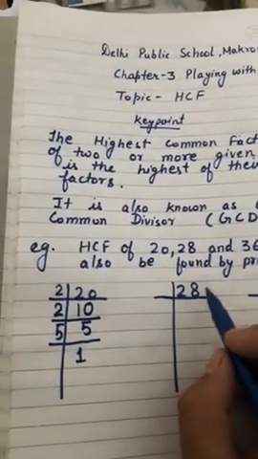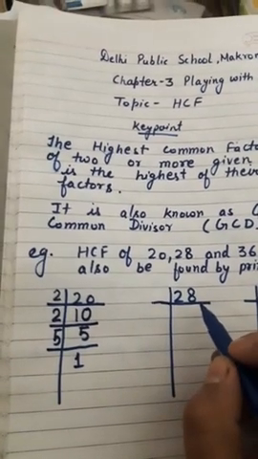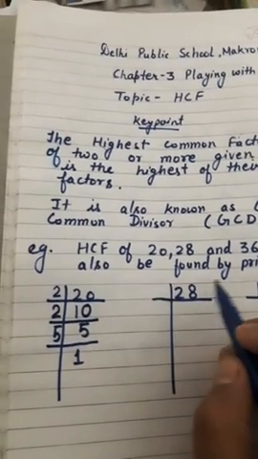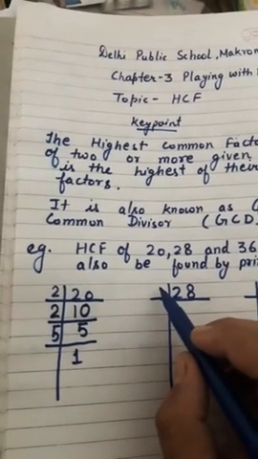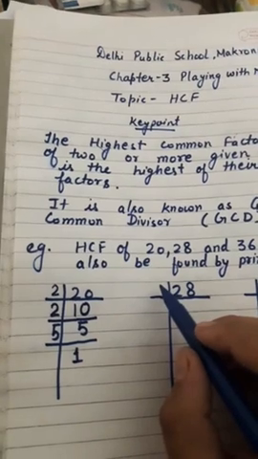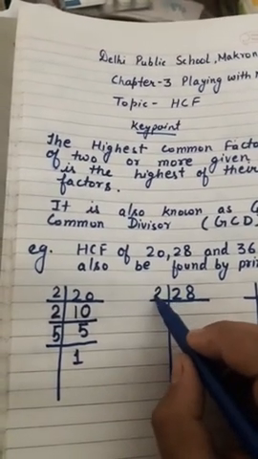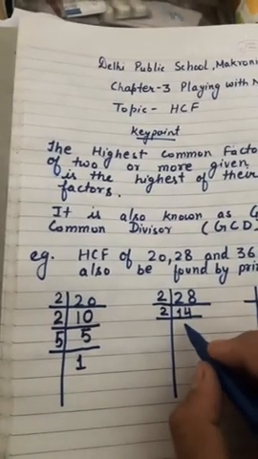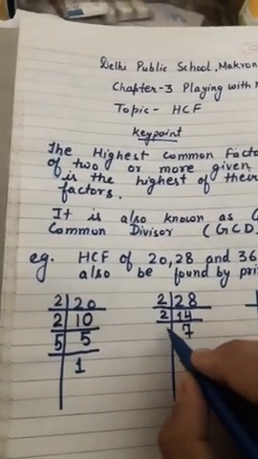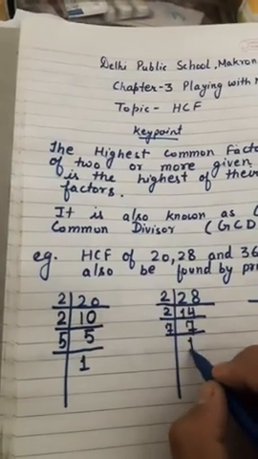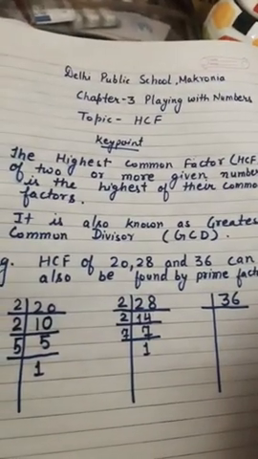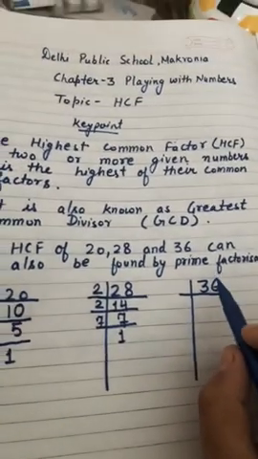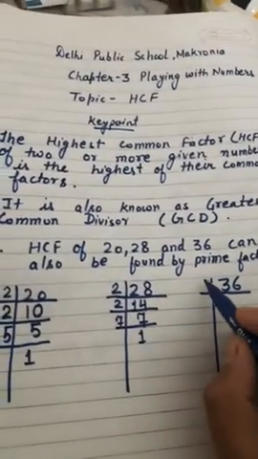Now 28. It has 8 in its unit place, so it is an even number and divisible by 2, the smallest prime number. 2 ones are 2 and 2 fourteens are 28. Again 14 is divisible by 2. 2 sevens are 14 and 7 ones are 7. We are doing prime factorization, so we will use only prime numbers, starting from the lowest.